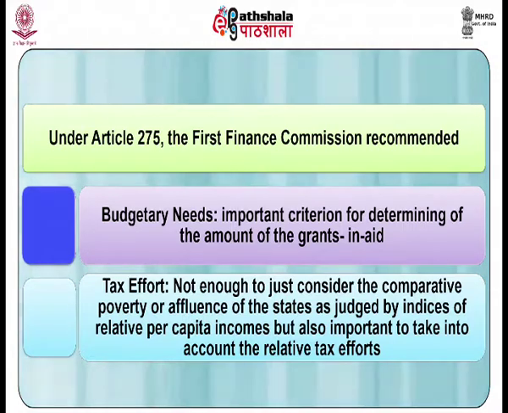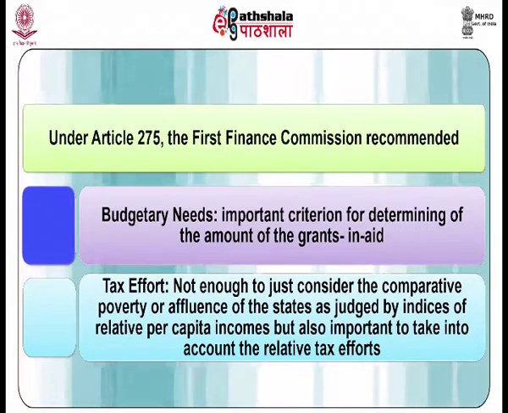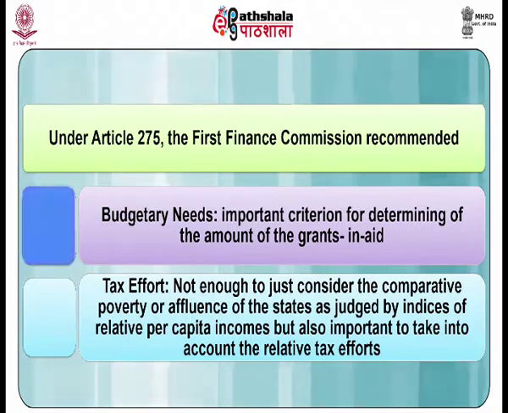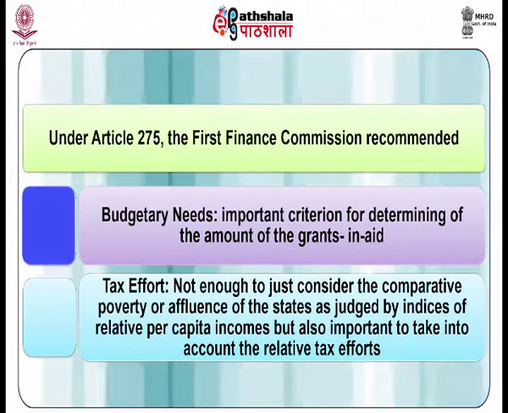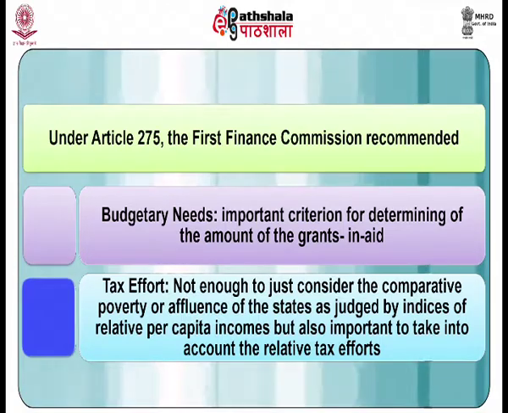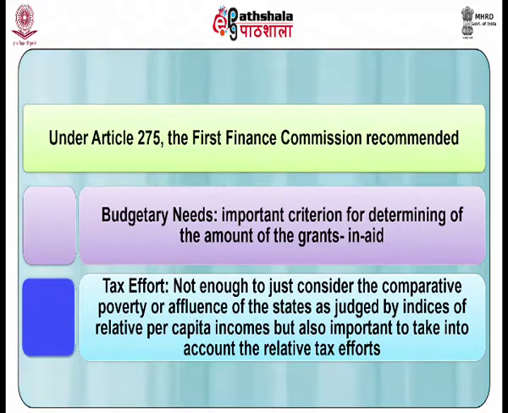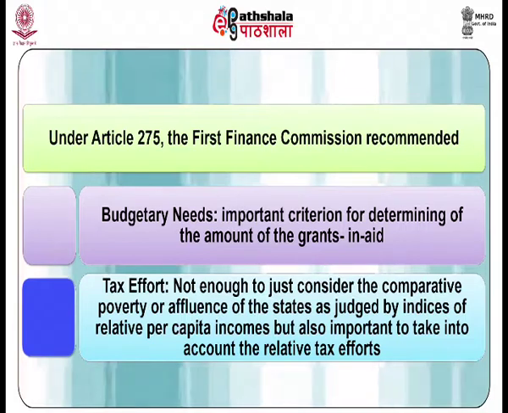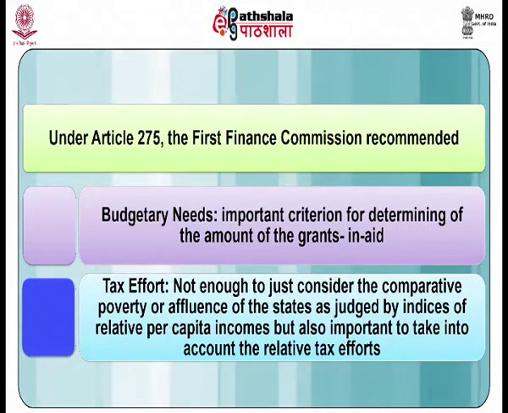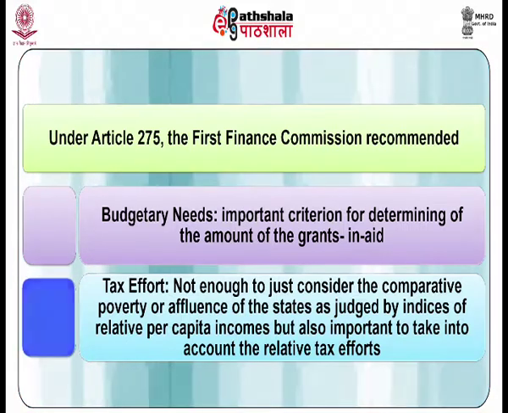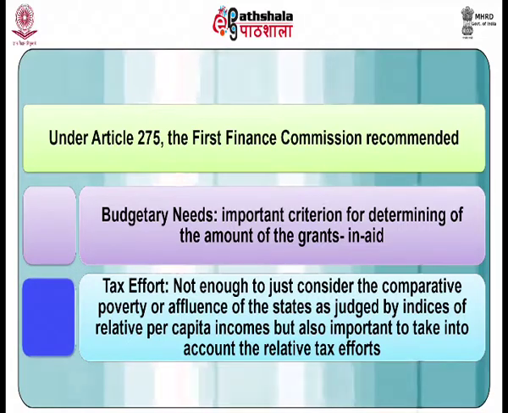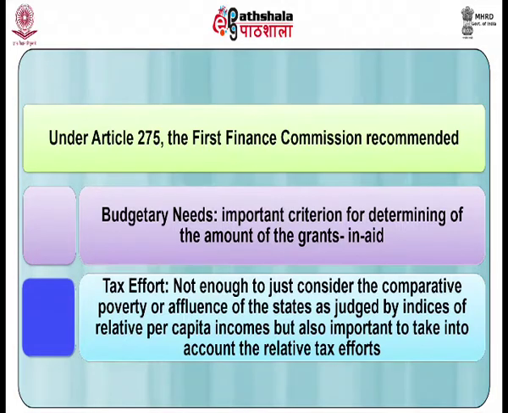First, budgetary needs. The Commission observed that budgetary needs are an important criteria for determining of the amount of grants in aid. Several adjustments are however necessary to reduce all budgets to a comparable basis. Second, tax effort. The Commission observed that it is not enough to just consider the comparative poverty or affluence of the states as judged by indices of their relative per capita incomes, but it is also important to take into account the relative tax efforts of the states.